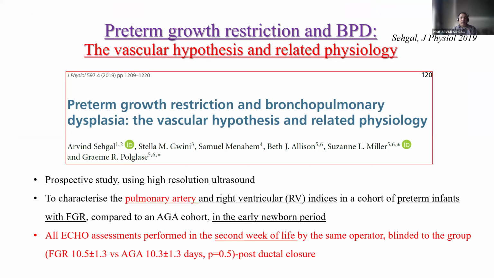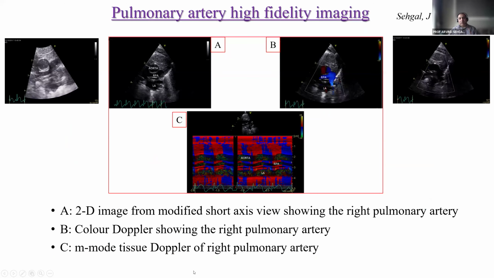Now, of course, it's one body, and it's important for us to look at other vessels. One of the common morbidities preterm FGR babies face is lung disease, BPD. A lot of emphasis is on what is happening in the alveoli, airways, and parenchyma. We really came to this question from the ultrasound perspective, and we looked at the pulmonary artery and the right ventricular indices in preterm FGR infants and compared them with equally preterm but AGA infants in the second week of life. The ducts had spontaneously closed in these infants.